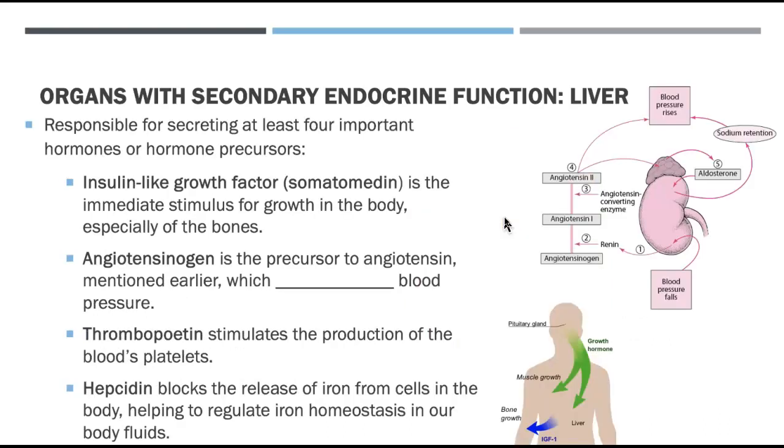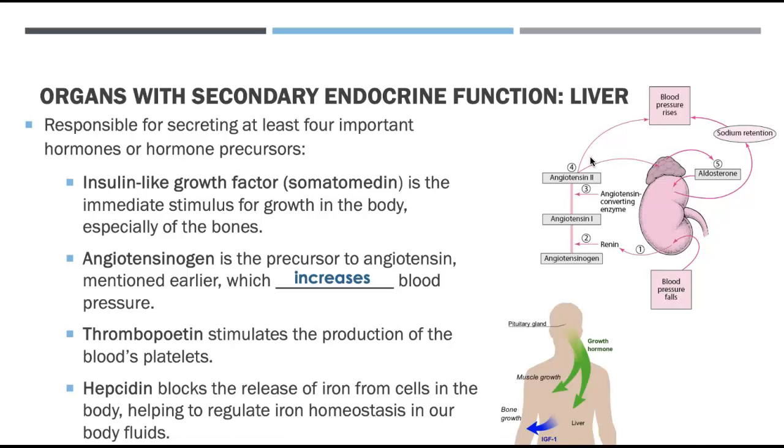Now for our liver, this is going to be important for 4 different hormones and 4 hormone precursors that are going to be released. First up is our insulin-like growth factor, also known as somatomedin, and this is going to cause an immediate stimulus for growth within our body, especially within our bones. Then we have our angiotensinogen, which, if you remember, is our precursor to angiotensin I, which is going to increase our blood pressure because it leads to angiotensin II, which causes vasoconstriction, and we know that increases blood pressure. Then we've got our thrombopoietin that stimulates production of our blood platelets. And lastly, our hepcidin, which blocks the release of iron from cells in the body, helping to regulate iron homeostasis in our body fluids.